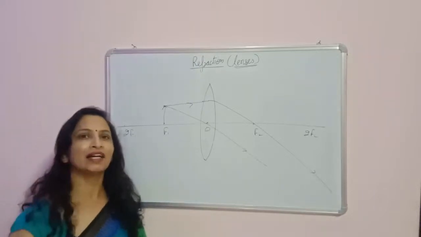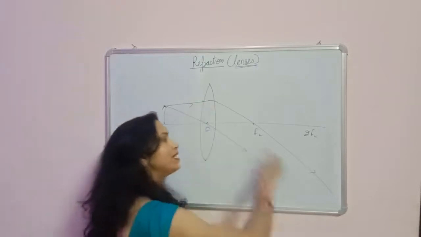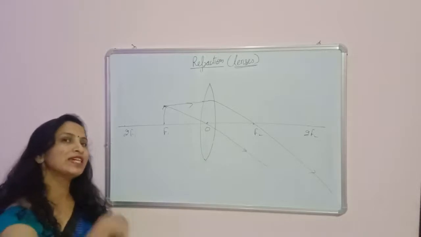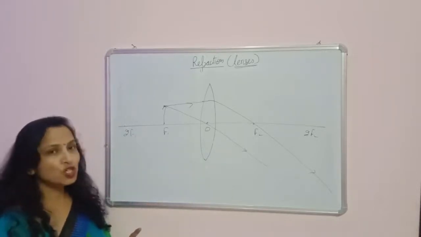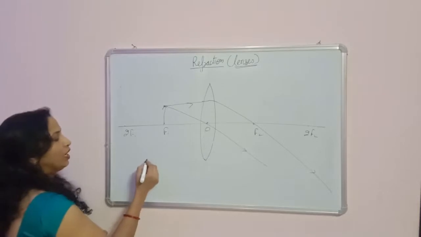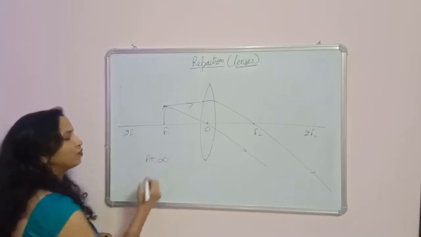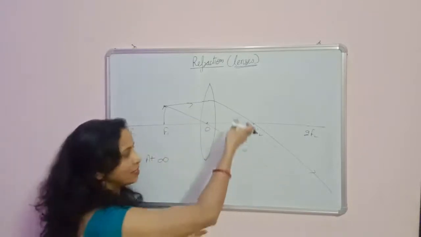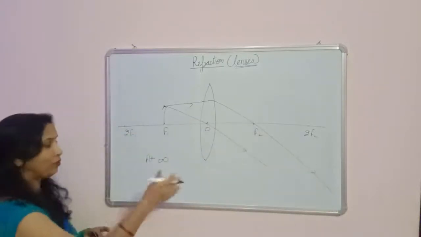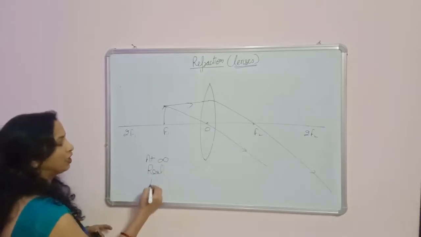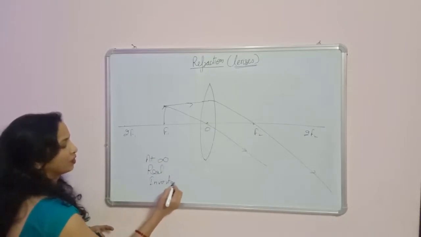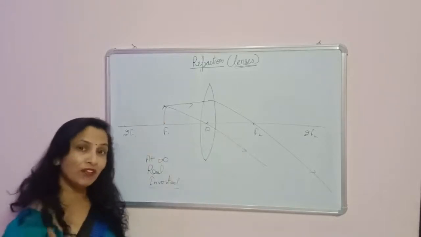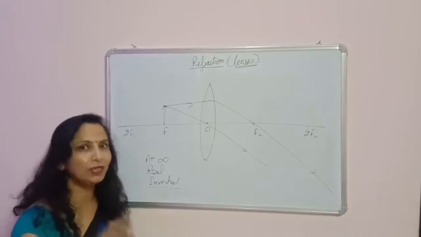So we imagine that these light rays will meet at infinity. So what should be the nature of the image? We will say the image is formed at infinity. Since these rays are actually meeting at infinity, it means the image is real, and a real image is always inverted. And since these light rays meet after covering a long distance, it means it is highly magnified.